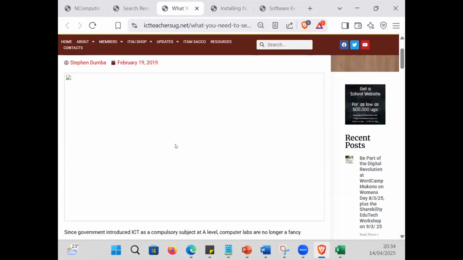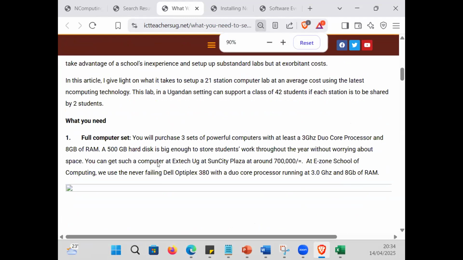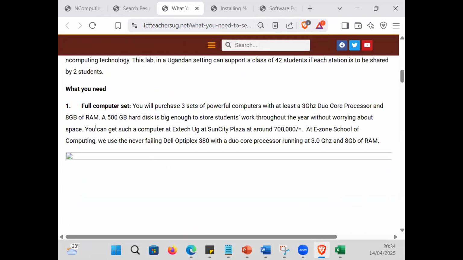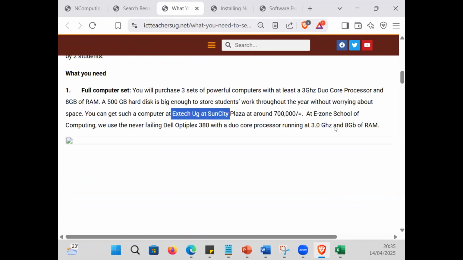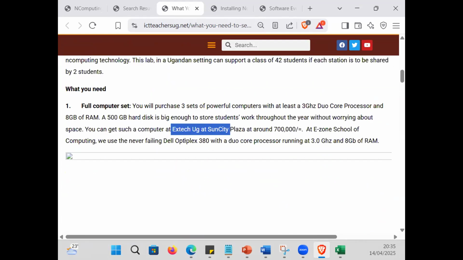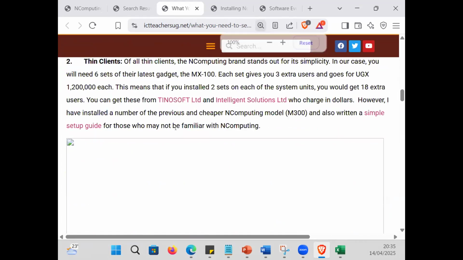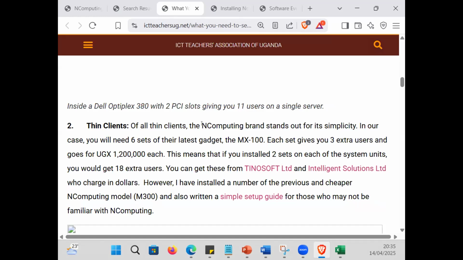So in this article, the pictures are not loading, but he talked about the full set computer. He was saying he can buy the tower at 700,000. Maybe this is a refurbished one. I think a new one could be like 1.5 or even 2 million, but he said he could get that one at Sun City in Kampala. And this one is a Dell Optiplex with 8 GB of RAM. That is what he was saying there. Then he talked about buying the thin clients, any computing, from Tinosoft Limited, but these models have been changing, and this was at around 1.2.